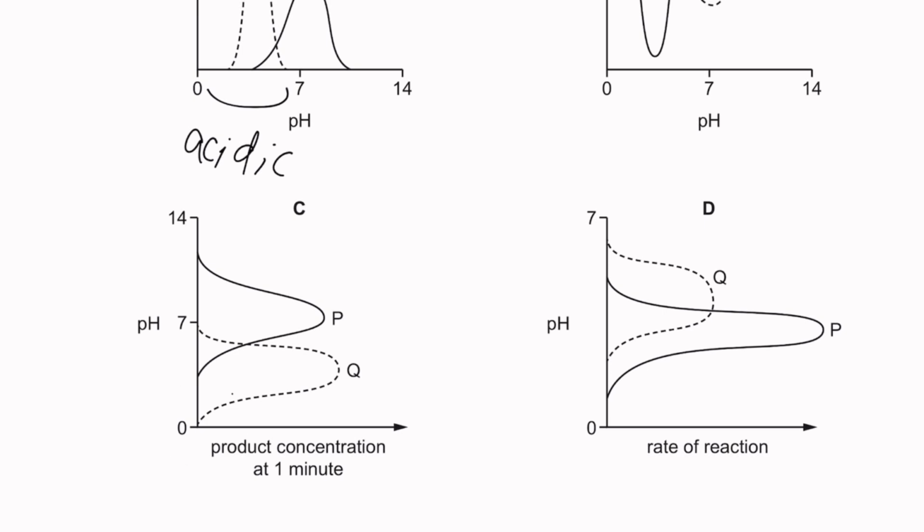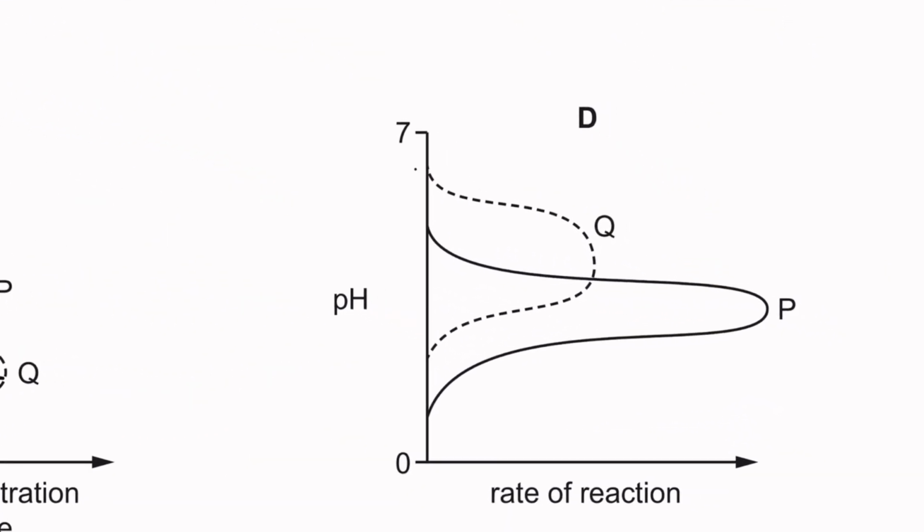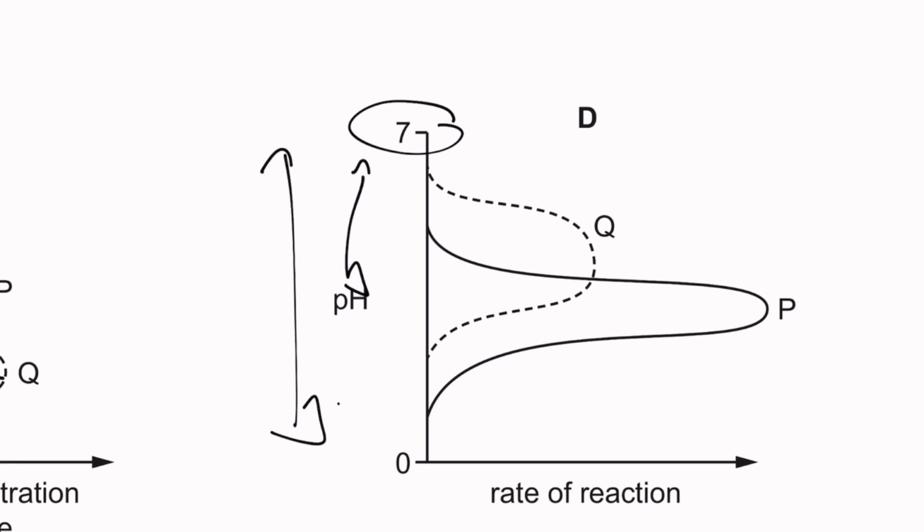And so let's see. Okay, this is a weird looking graph, but let's see. Product concentration at 1 minute. So product concentration is high at 1 minute, which means basically that there's a high rate. But you can see again that P is at 7, and then this one is below 7. So this is again acidic and not the optimum pH. However, I think this is the one because Q is slightly, no, actually this is 7. So everything here is below 7, so this is completely acidic.